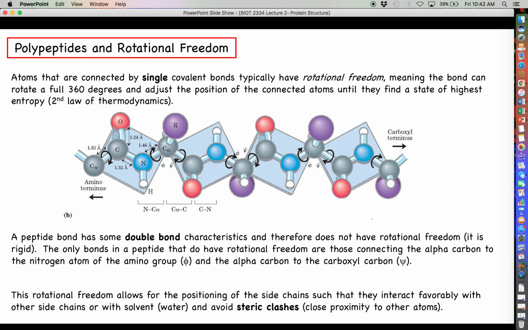Basically, we don't want to get two atoms too close together, so we can rotate a lot of the atoms within the structure here so that atoms aren't getting too close together, because they'll want to repel each other if that is the case.